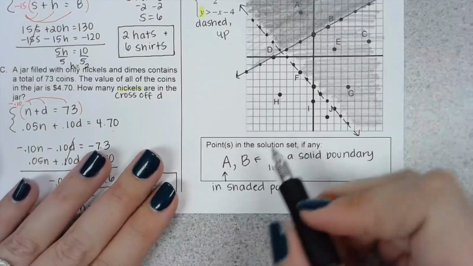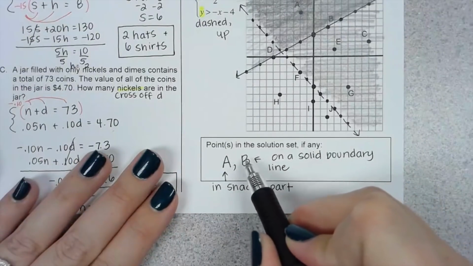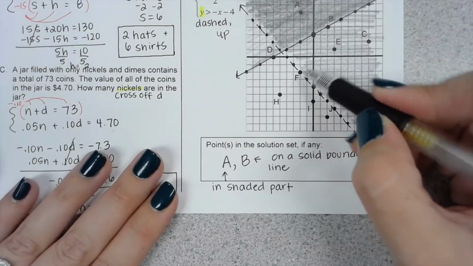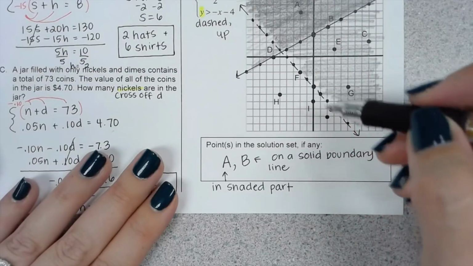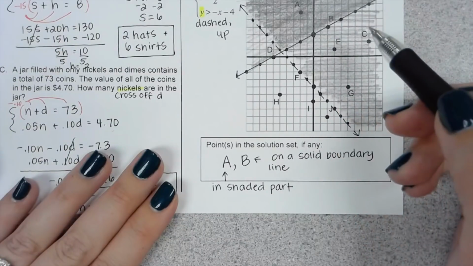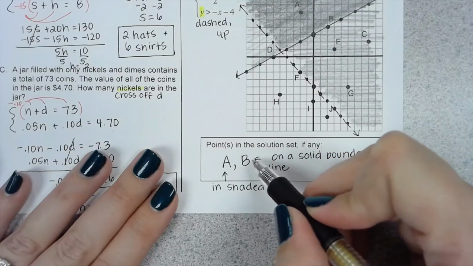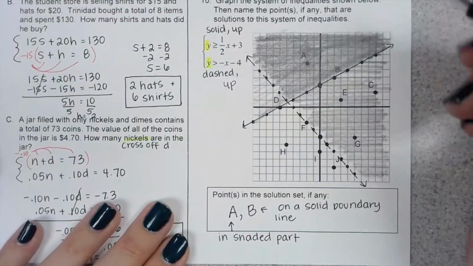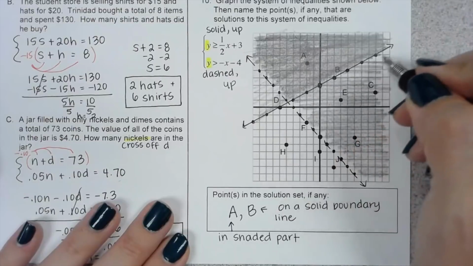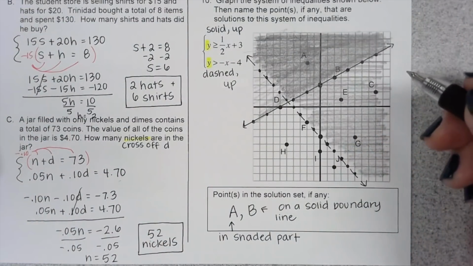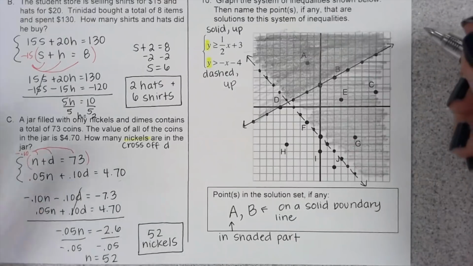It is important for you to note, though, that if B wasn't on a solid line, like a point F right here, I know it's not in the right spot, but if it was on a dashed line, points on a dashed line are not included, but points on a solid line are included. And so that's why you would keep B as an answer to this question. So it's anything that's inside this dark shaded part and any points that find themselves on a solid boundary line. If you have a point that's on a dashed boundary line, you would not include it in the solution set.